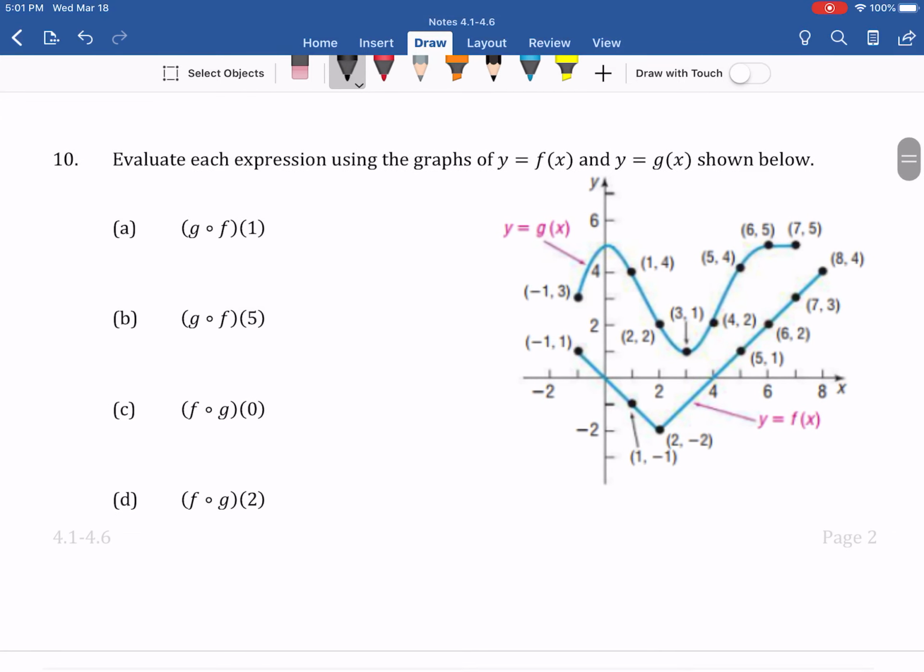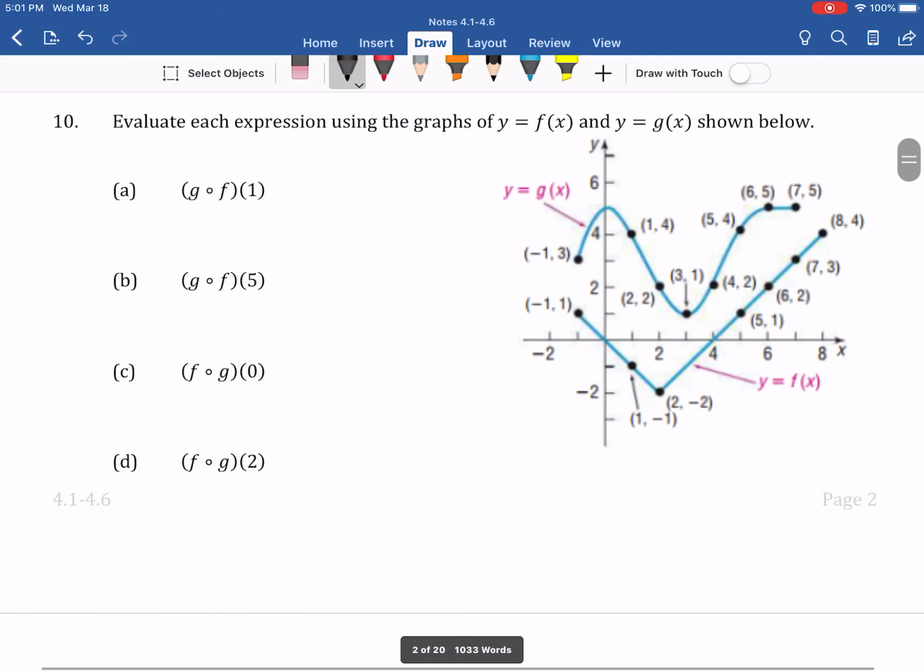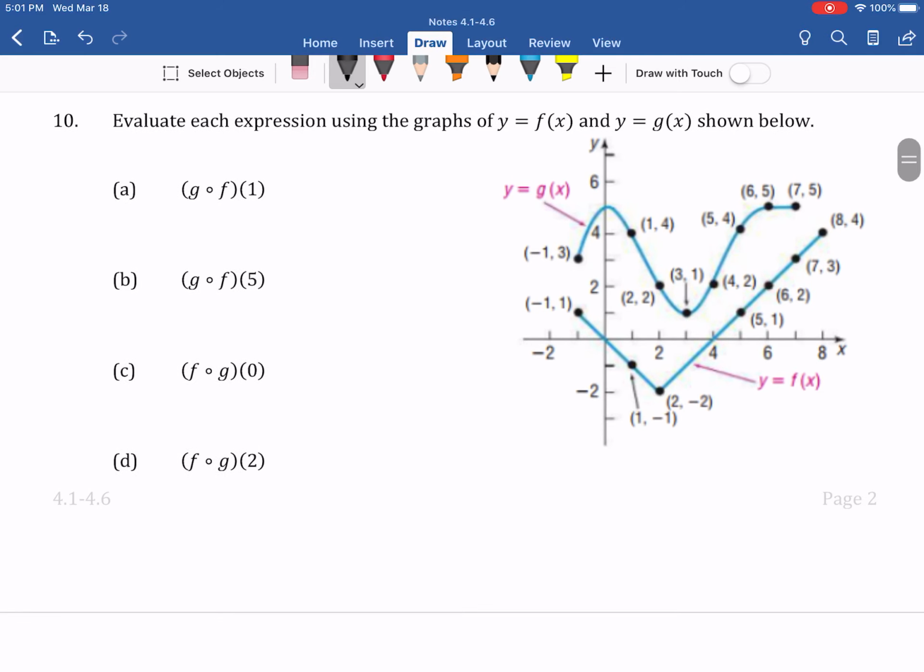Okay, so once again, we're looking at function composition. This time we have two graphs to examine. We have graph G, which is the curvy one on top. We have graph F, which is the V-shaped graph below it. So the first example, 10a, wants you to calculate G of f of 1. This means find G of f of 1. And so 1 is my input. Remember how the x line is your input line?